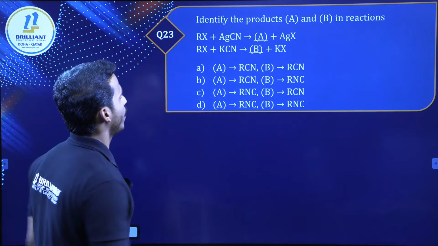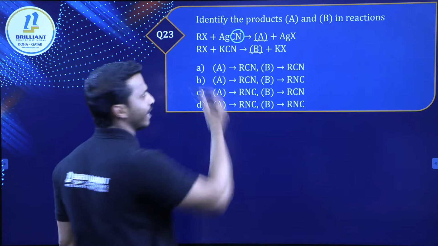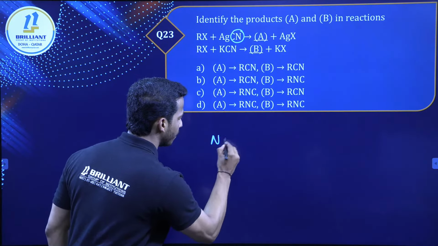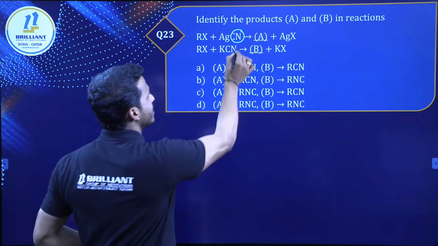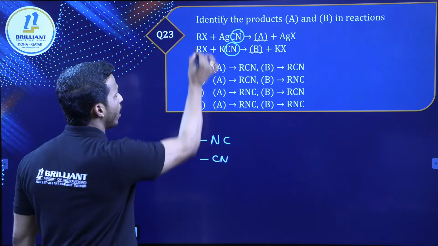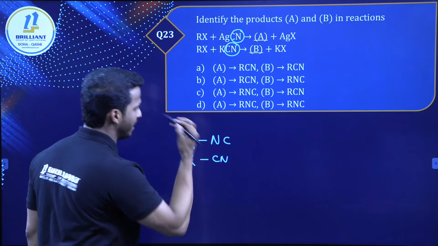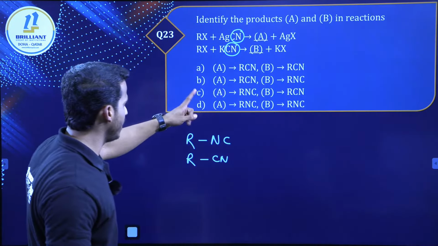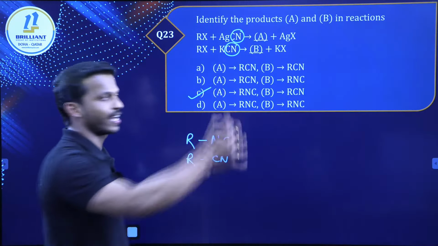AgCN, when treated, will give you isocyanide, NC. If you treat it with KCN, it will give you cyanide, CN. So the product is RNC, RCN. So what is our answer? Option C, RNC, RCN. Yes, option C is the correct answer.